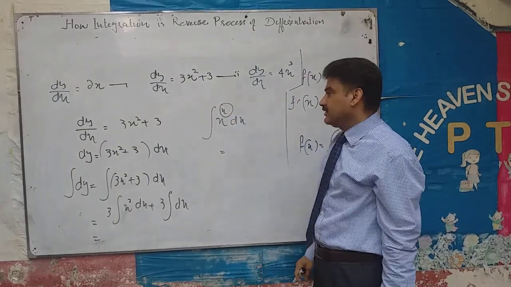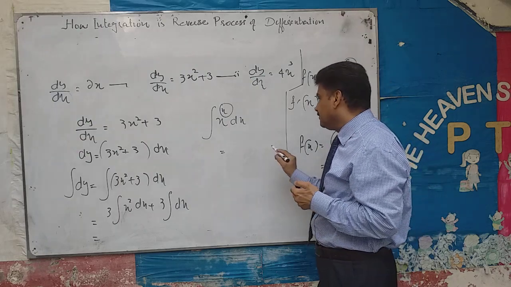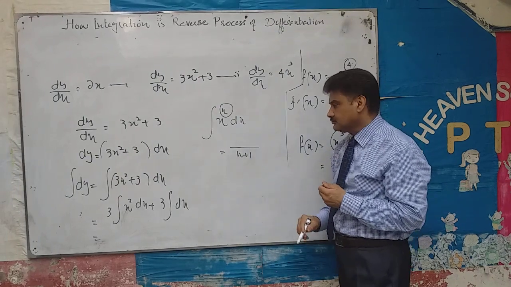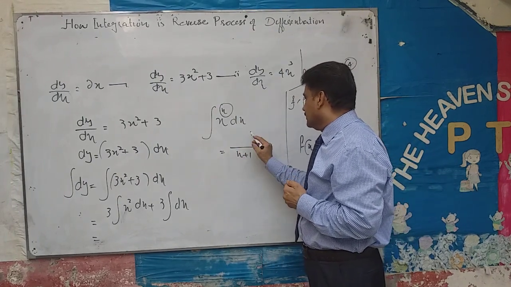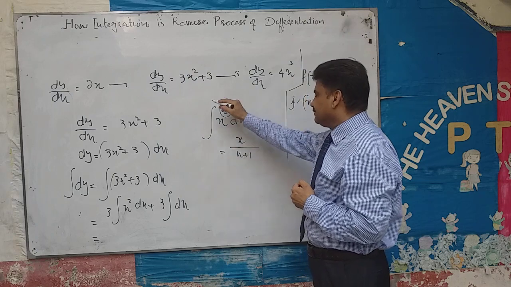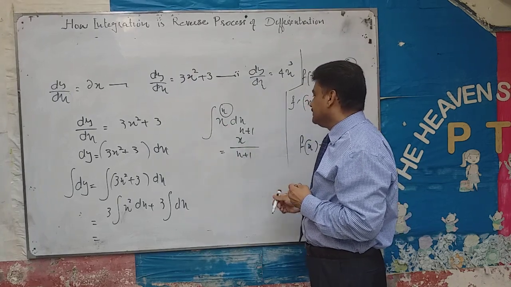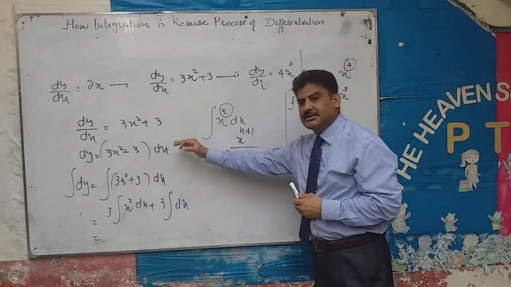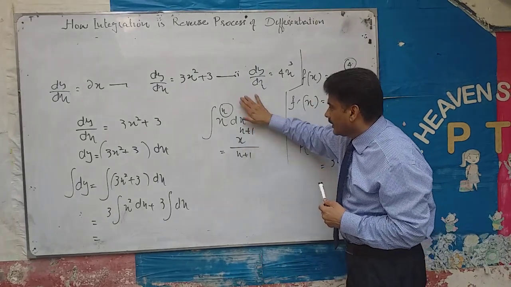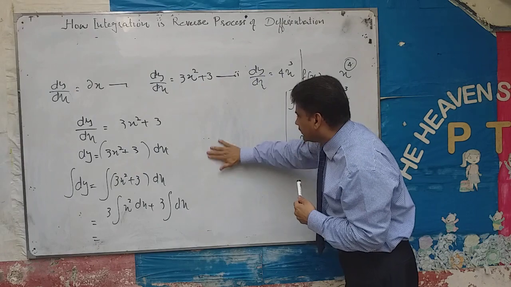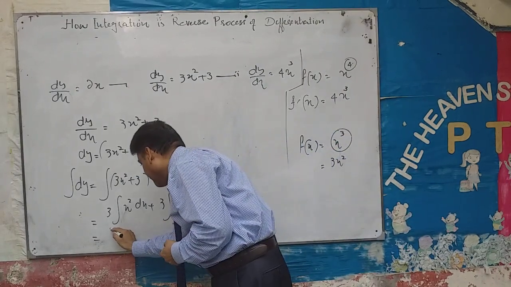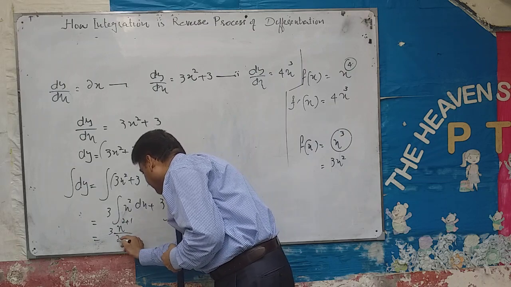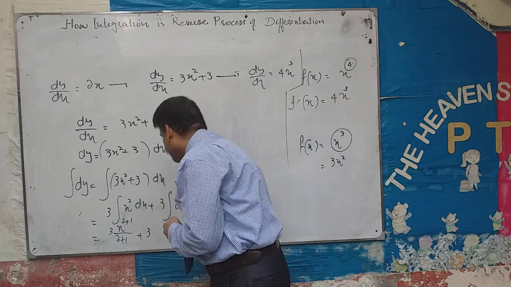Here the power of the function is n, so we divide the function by the power n plus 1, because we have to increase 1 in this power and then divide the function. The integral of x raised to power n is x raised to power n plus 1 divided by n plus 1. In differentiation we decrease the power, but in integration we increase the power by 1. According to this formula, the integral of x square is x raised to power 2 plus 1 divided by 2 plus 1, plus c.